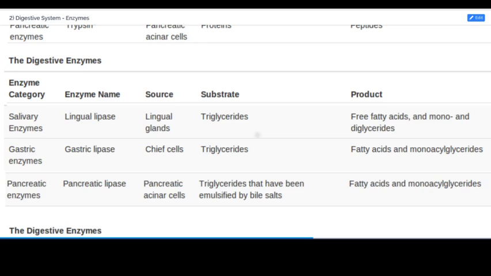Lingual lipase is actually more active in the stomach because it works best at low pHs, along with gastric lipase. And then pancreatic lipase is going to be active in the small intestine at a neutral pH.